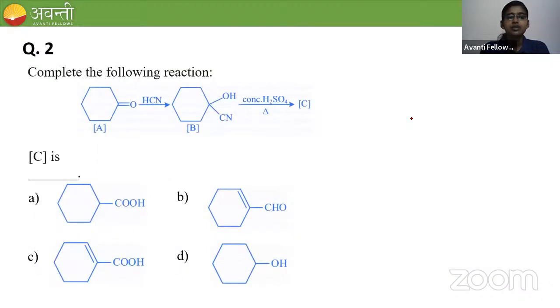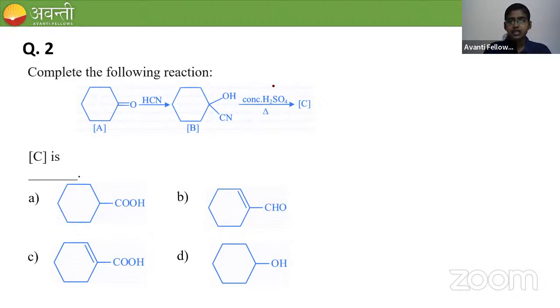So you can see question number 2 on the slide. So you have to complete the following reaction. Cyclohexanone is given here as compound A, and this compound A on treatment with HCN forms a CN and OH containing compound which is called cyanohydrin. And this cyanohydrin on reaction with concentrated sulfuric acid and on heating gives C. So we have to find out the compound C here. So how to get compound C?